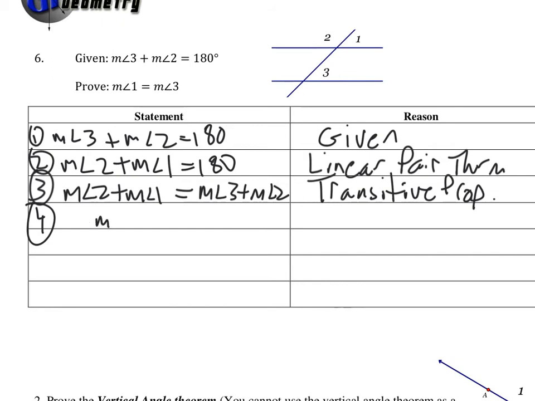Now we notice we've got 2's on both sides, so we can subtract those things. And we're left with a measure of angle 1 equals a measure of angle 3. Once we subtract them, and you don't have to show minus 2, minus 2. Okay? We're subtracting those two things. We're left with the middle stuff, and that's what we're looking for. Why did we get that? That's subtraction property. Okay?